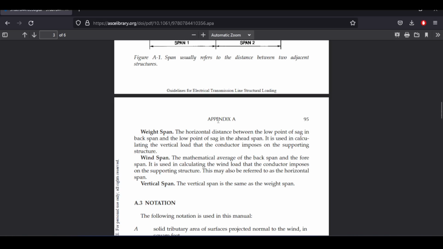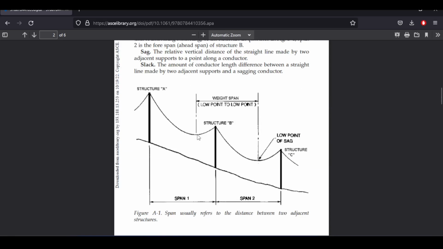However, according to the ASCE guidelines, the weight span is the distance between the lowest point of sag in both spans. If you look here, you have the lowest point of sag here, and you have the lowest point of sag here, meaning that this structure is now responsible for this weight span. And this structure is responsible for more weight span because obviously it has a longer span on the right side.